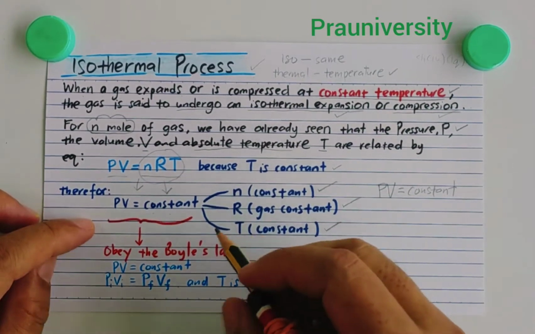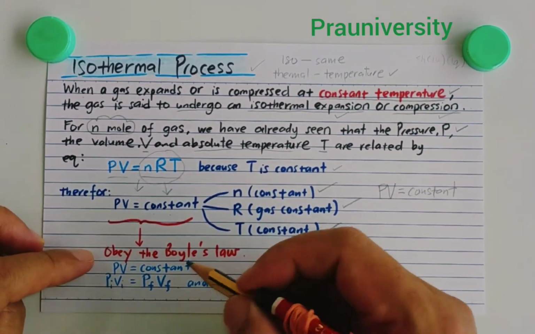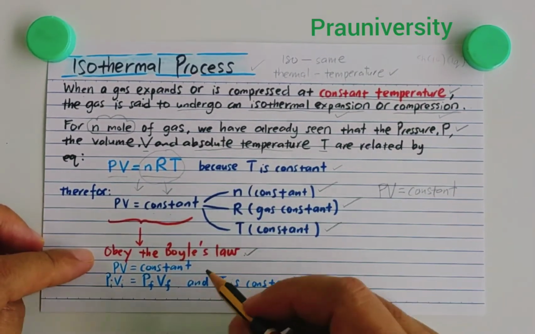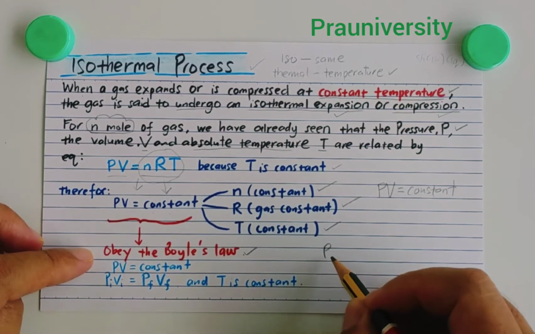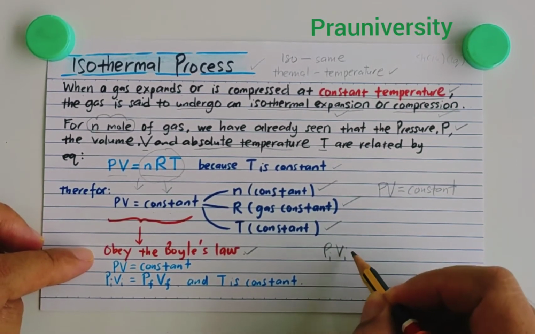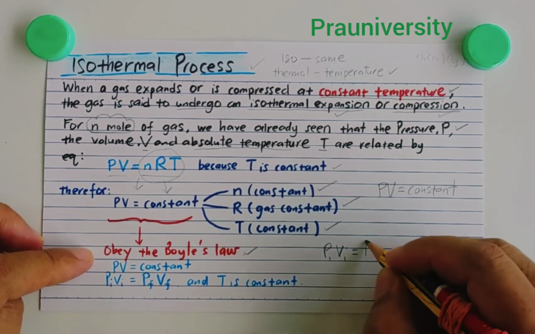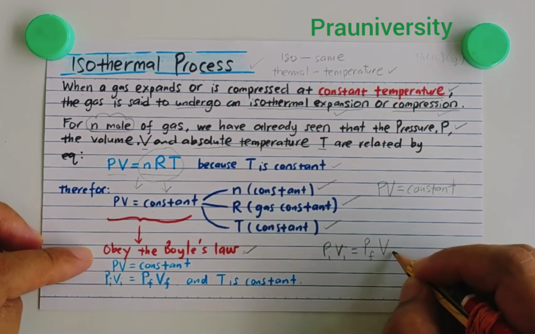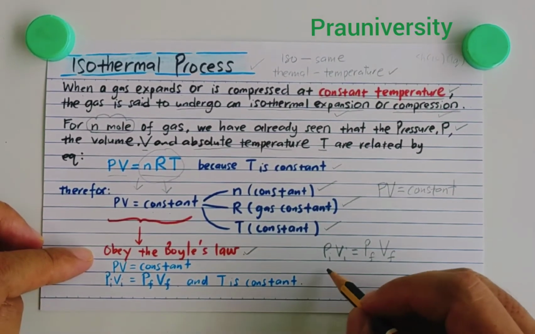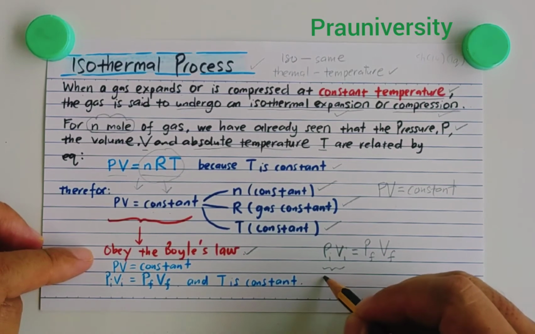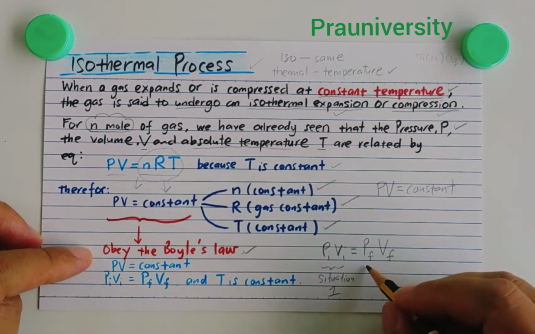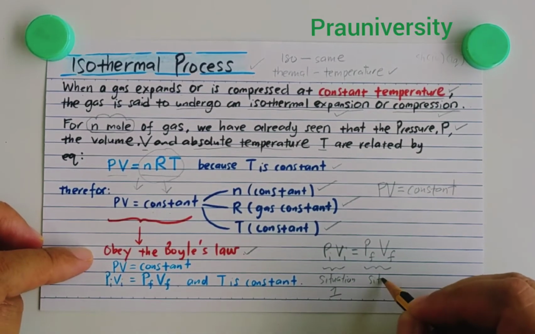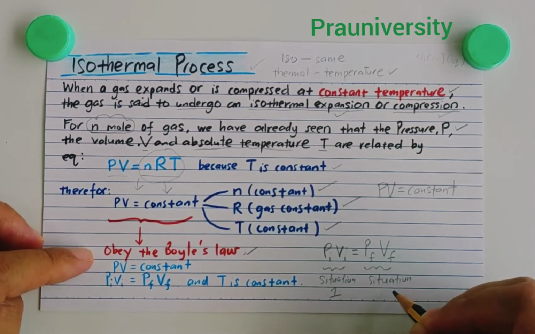What we can say is this gas obeys Boyle's law, because Boyle's law is PV equals a constant, or we can write it as P initial V initial equals P final V final. So this one is situation 1, and here is situation 2.